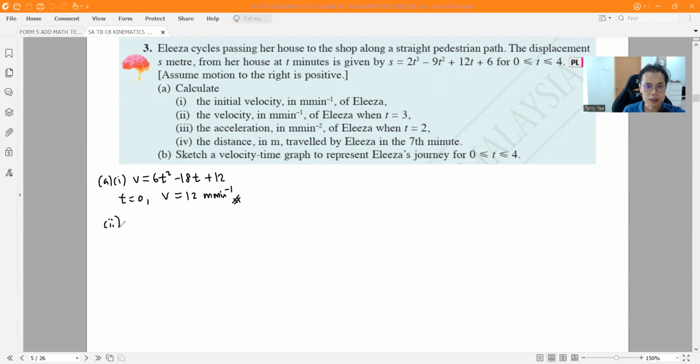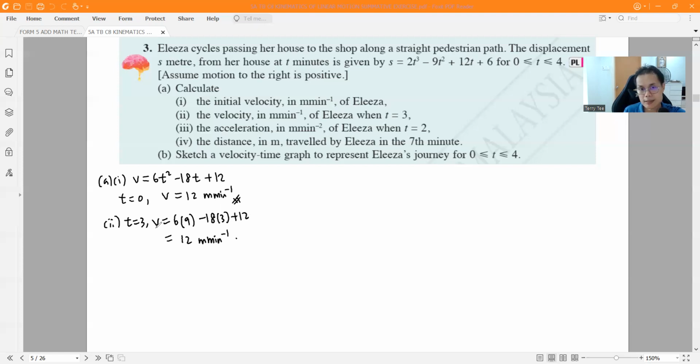Okay, very simple. We take t equals 3 and put it inside. My 6 times 3 squared is 9, 18 times 3 plus 12. This is 54. Oh, this is minus 54. 18 times 3 is 54 as well. You're left with 12 meters per minute. It's the same value. t equals 0 and 3 yield the same result.